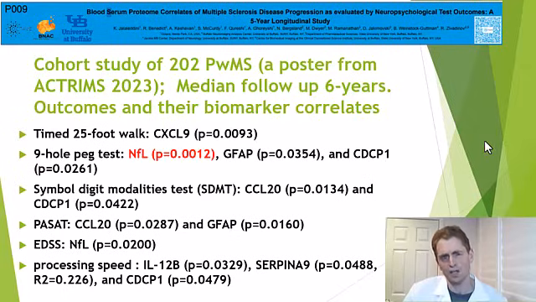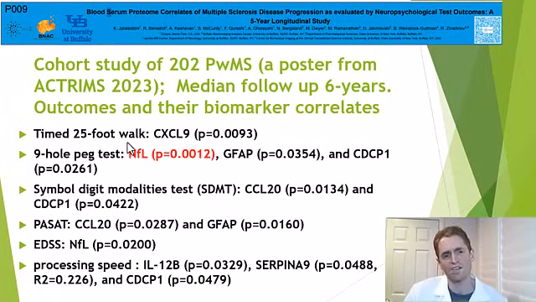Here's a study on 202 people with MS. This is actually unpublished, from a poster presented at a multiple sclerosis conference in 2023, with a median follow-up of 6 years. They looked at the different Octave biomarkers and at correlations with different clinical outcomes, and these are the ones that were statistically significant.